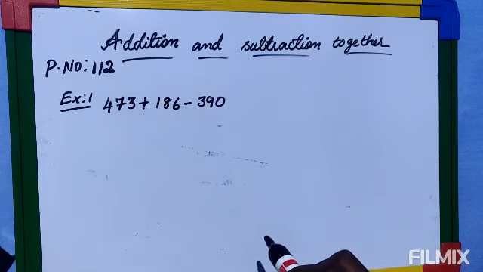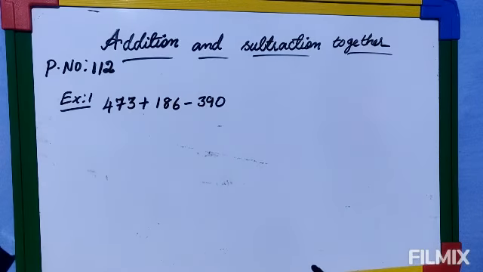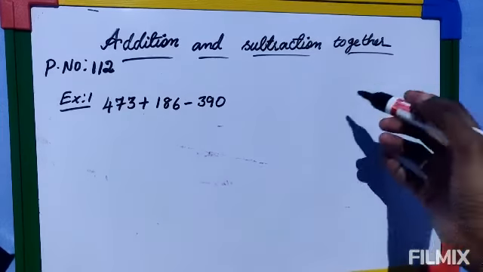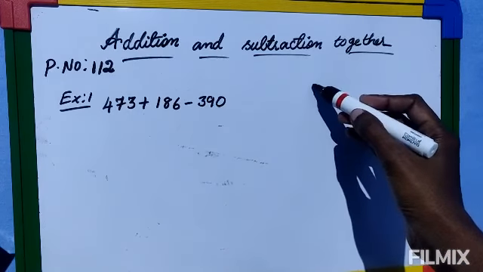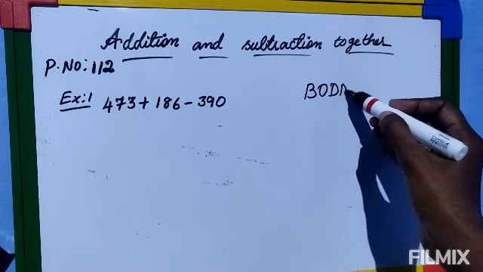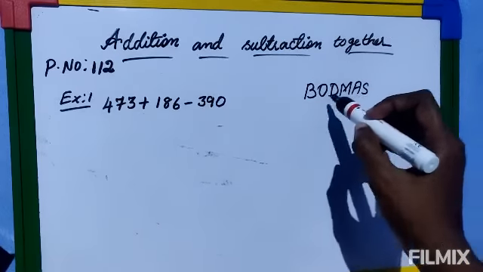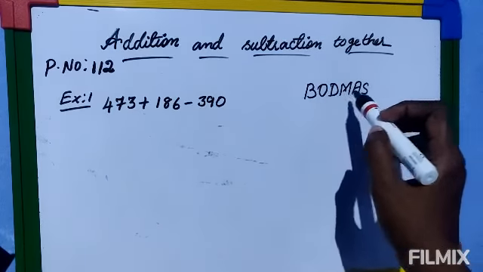You cannot do it as you wish, you cannot minus first or plus first. There is a rule that you will learn in higher classes, maybe in class 8, but I will give you a glimpse so that you are not confused about why we do one first. This rule is called BODMAS. These are the first letters of the words: B-O-D-M-A-S.